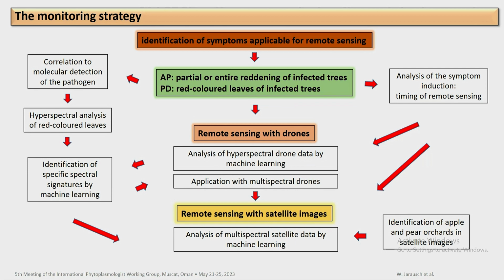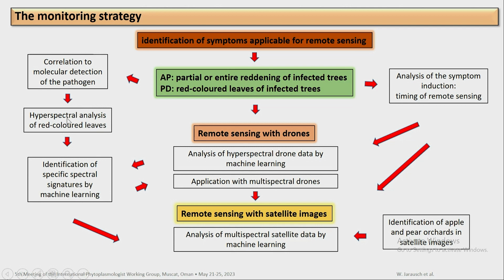The strategy we had to adopt was to identify the symptoms which are applicable for remote sensing, and therefore we chose these two diseases, apple proliferation and pear decline, because we have a reddening of the trees, partial or entire in apple proliferation, or red colors in pear decline in infected trees. So far it's not considered a typical symptom, so we had to first establish a correlation with the molecular detection of the pathogen.